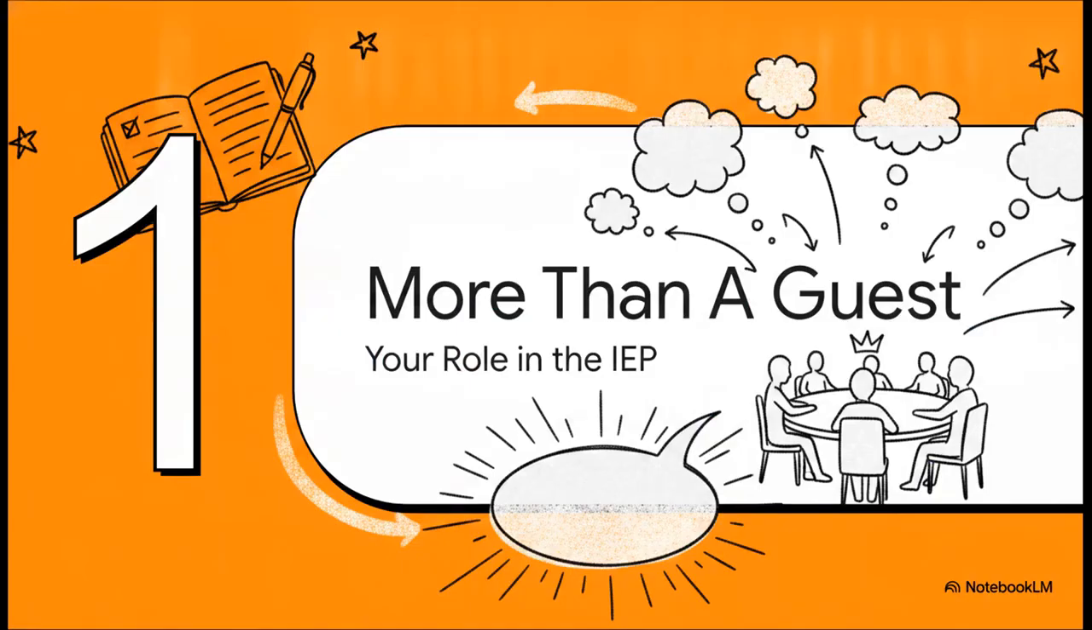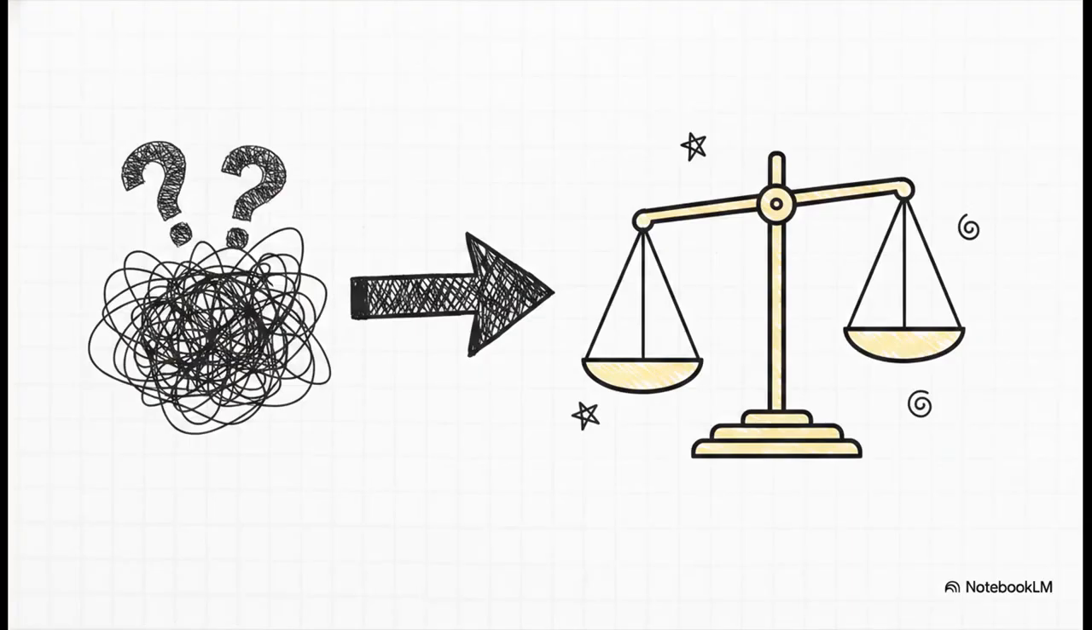All right, let's get into section 1, more than a guest. This is where the big decisions about your child get made. The bottom line here is that understanding exactly who is sitting around that table and what they are actually responsible for completely changes the dynamic of the meeting. When you replace that feeling of confusion with real knowledge, you empower yourself and you instantly level the playing field.